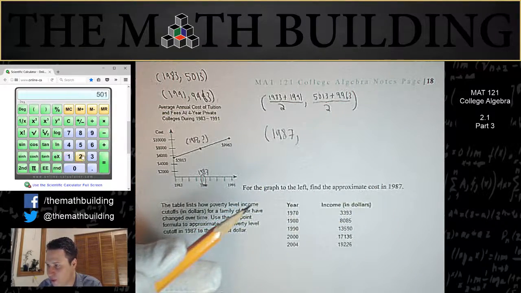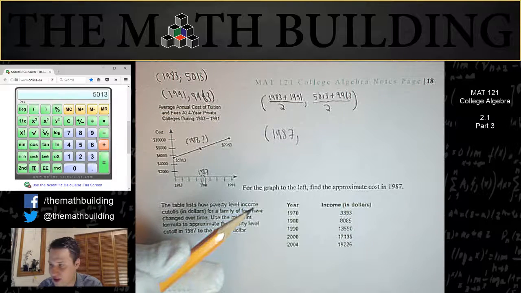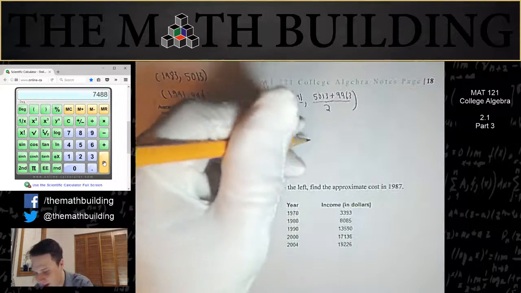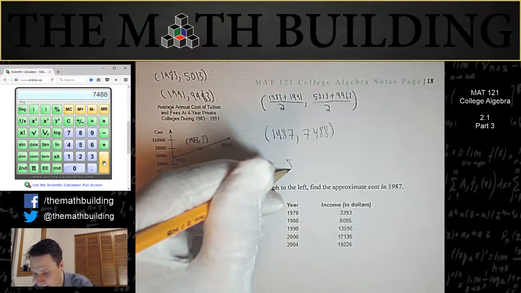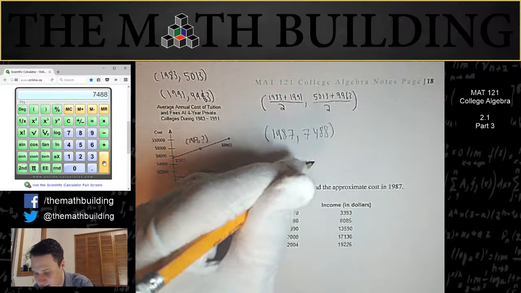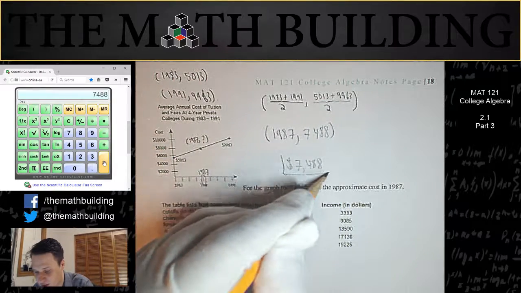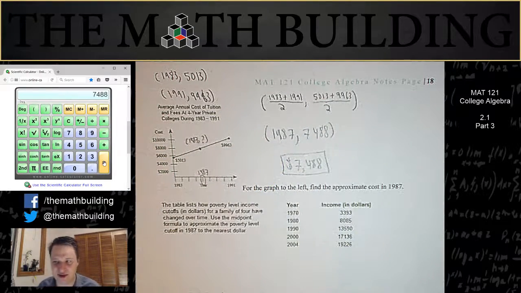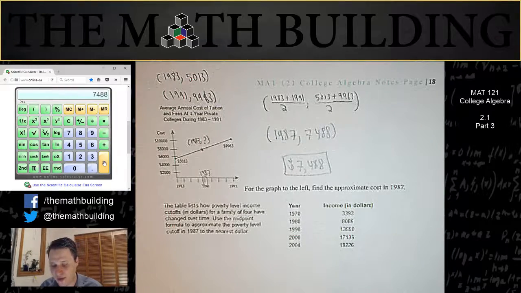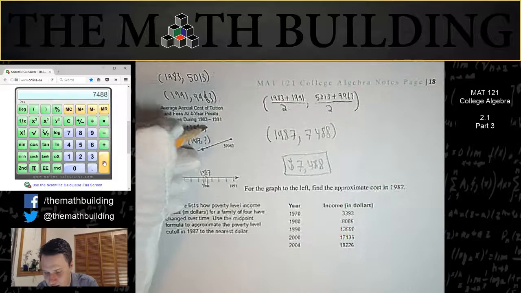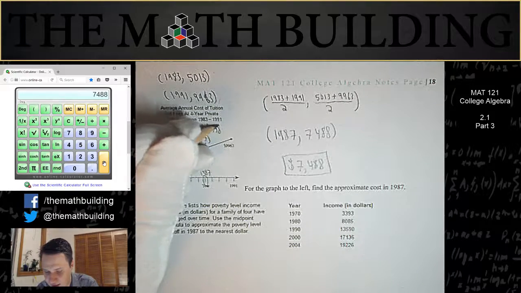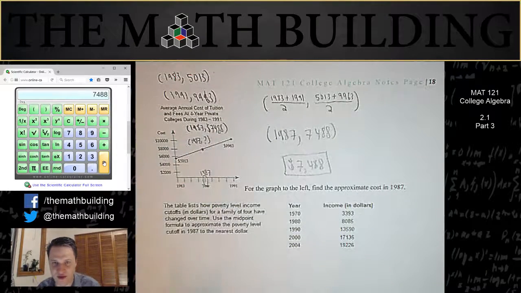Now let's do 5013 plus 9963 equals, divided by 2, 7488. So the answer to the problem is 7,488 is the approximate cost in the year 1987. So that's a use of the midpoint formula, pretty straightforward. So this is the point 1987, comma 7,488. That's what the coordinate of that point is right there.